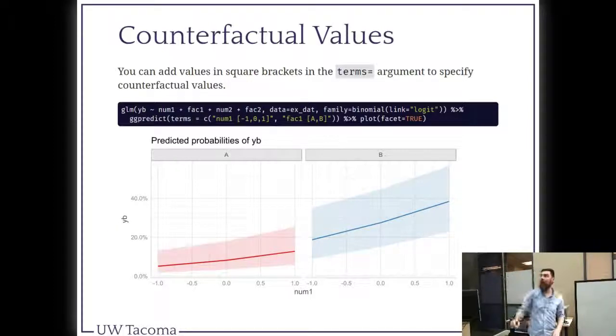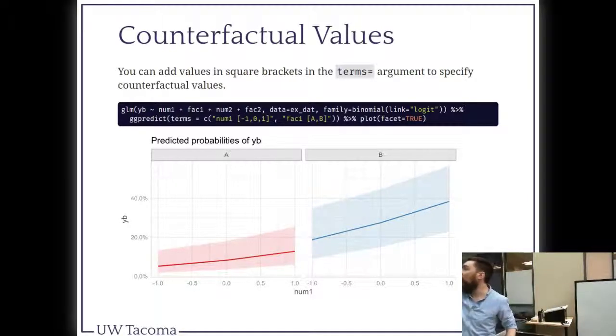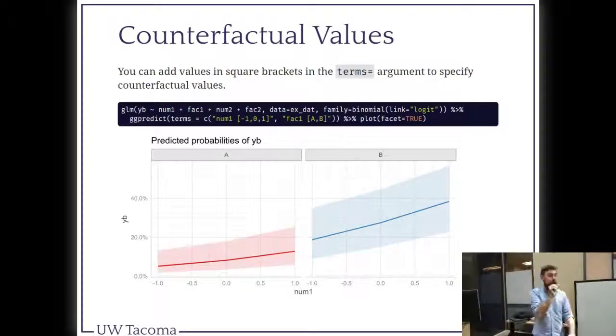You just put them in square brackets like this and specify specific values. It will give them to you. Now numeric 1 only runs from negative 1 to 1, and if you look, this line is actually kinked in here, because it's only done three values of it. I've said negative 1, 0, 1, so there's actually only 3 points it's drawing a line through. And then for the factor it's only A and B, and it's dropped the C facet.